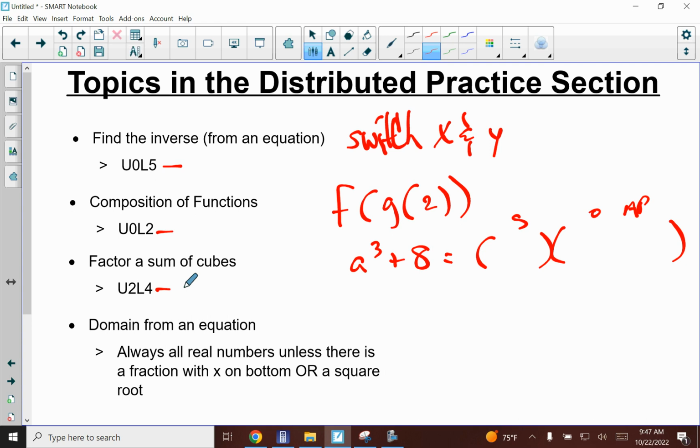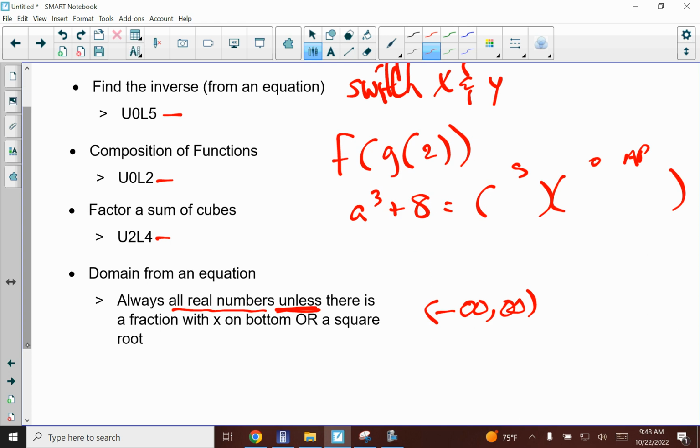And then we talked about this in a few different chapters, so I'm not really going to list where to find that. Remember that when we talk about a domain, it's always going to be all real numbers. All real numbers means negative infinity to infinity. Unless, and that's a big one, unless you see a fraction with x on the bottom. If you have a fraction with x on the bottom, I don't even care what's on top, but if you have an x at the bottom, you have to set that equal to 0 and solve. This is going to be your bad number.